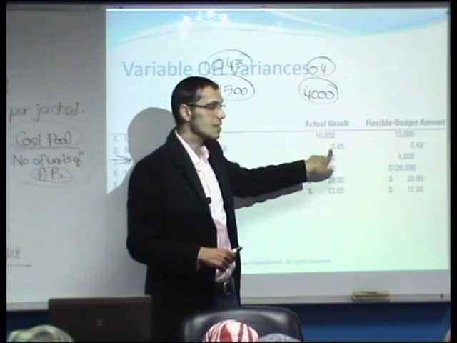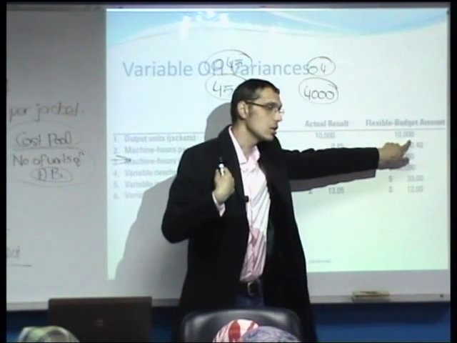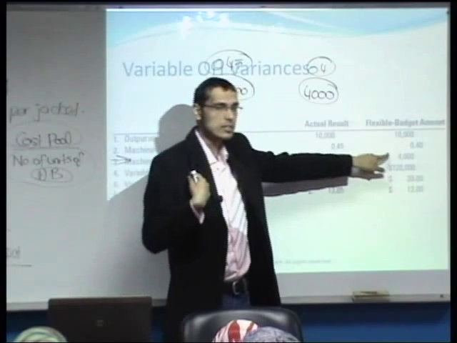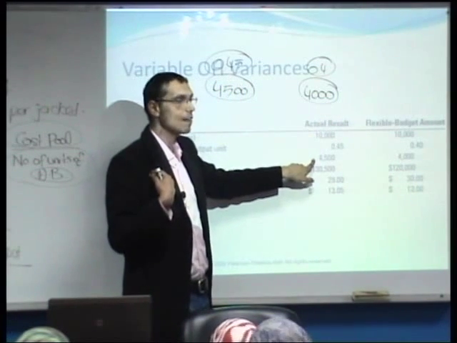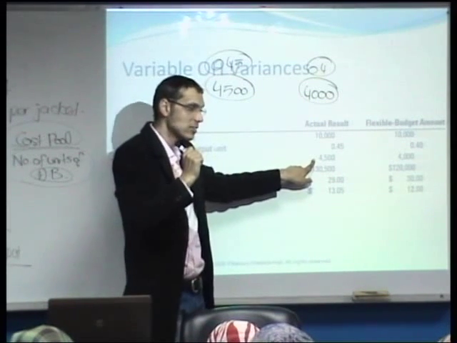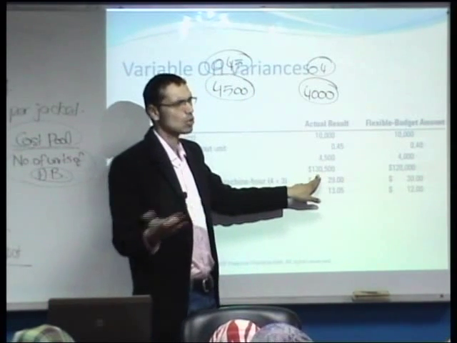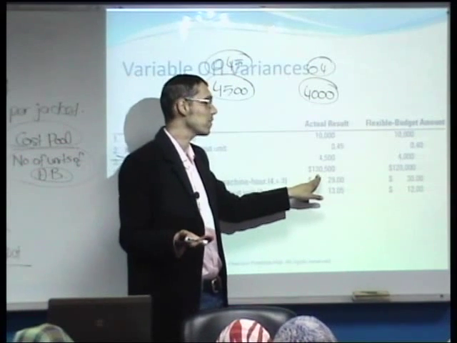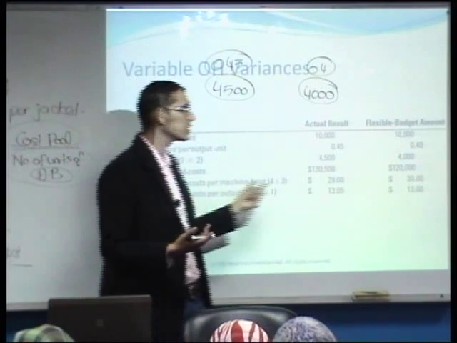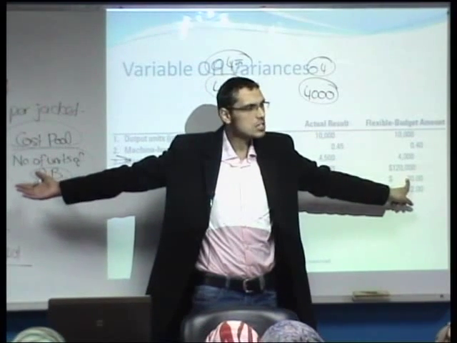The actual results were according to 0.45 machine hours per jacket, but according to our standard, it was only 0.4. Therefore, we should have used 4,000 machine hours according to our standard, but we have used 4,500 machine hours, which is more than our standard, more than what we expected. Of course, the cost was 120,000, but according to our actual results, it was 130,500. The variable manufacturing overhead rate, according to our calculation, was $30.